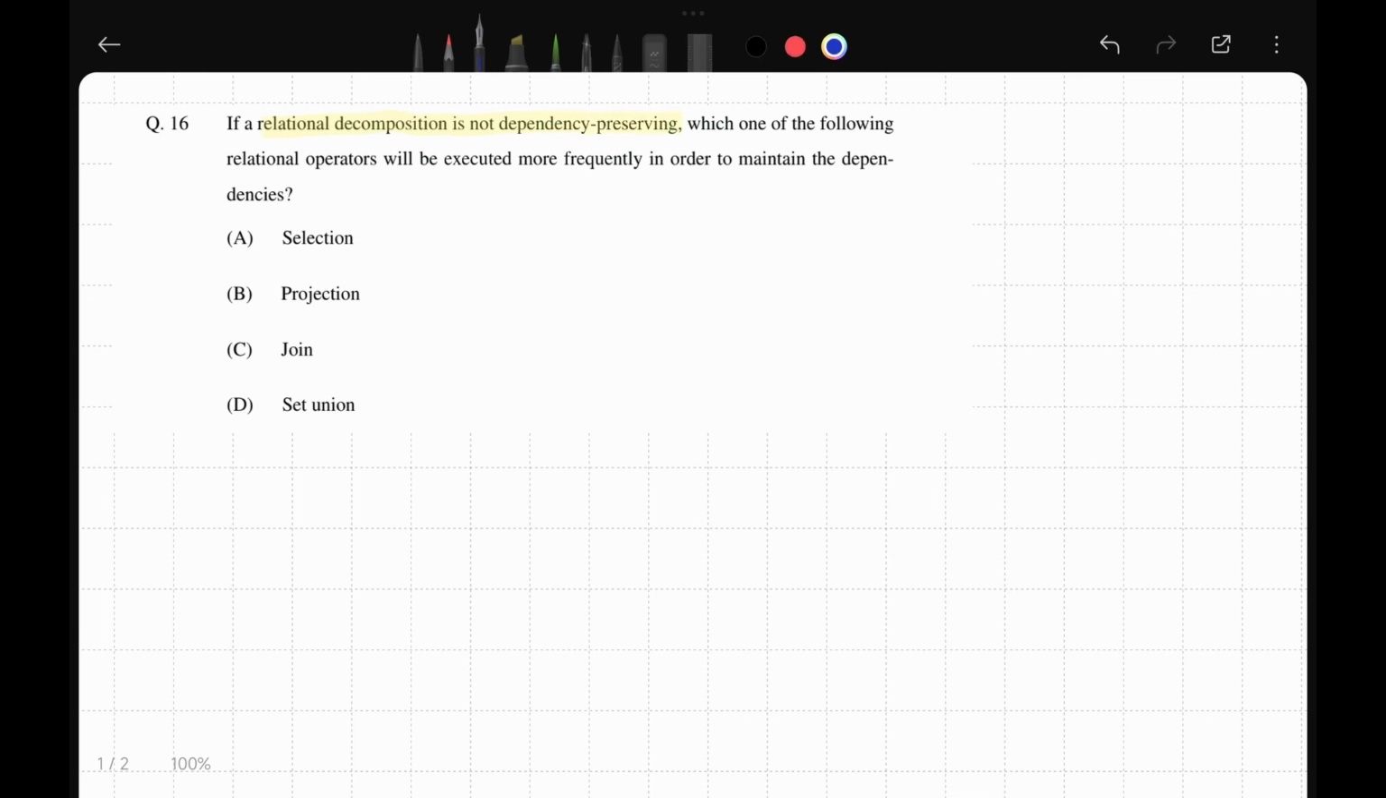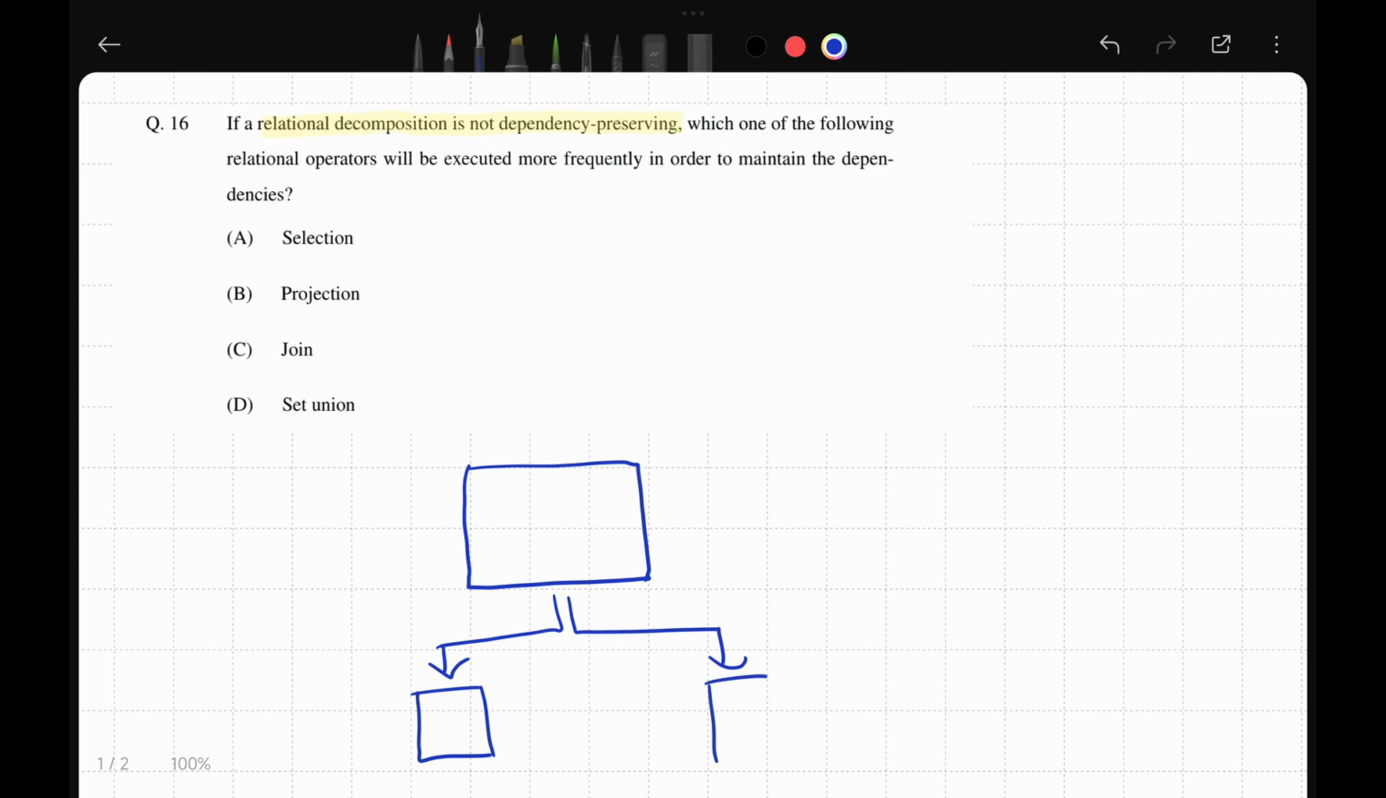Firstly, what is a relational decomposition? Relational decomposition is basically breaking down a bigger relation or table into smaller relations. So you can think of it as R, you break that down into R1 and R2. Right, this is relational decomposition. It is self explanatory. You're decomposing the relation, right?